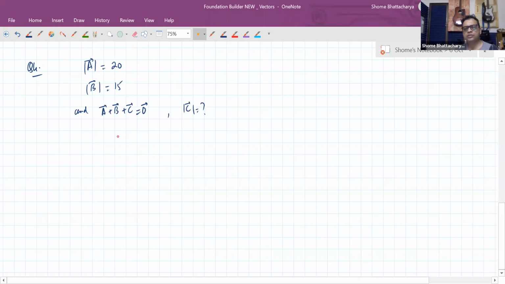So this type of question you just deal with in this way: A plus B plus C is 0. This is the statement given to us. Given this, we can say that the vector C is minus of A plus B. So the magnitude of the vector C is the mod of A and B's resultant.